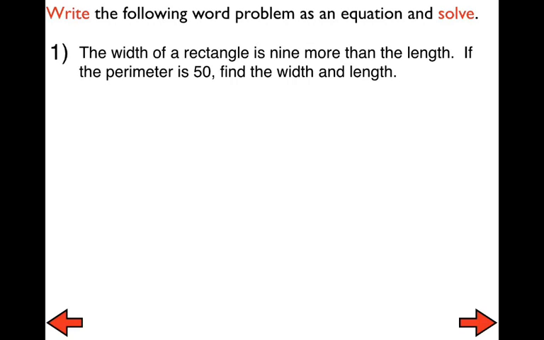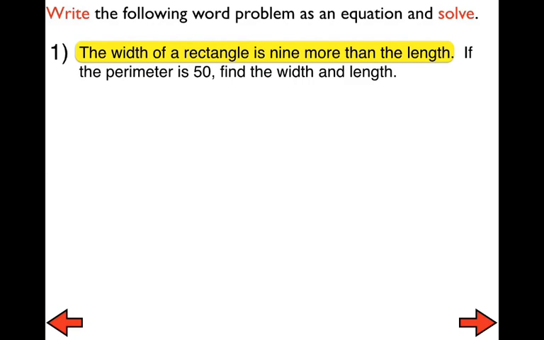Today's problem. Number 1. The width of a rectangle is 9 more than the length. So my first question is this. Which one is smaller, the width or the length? One more time, it says the width is 9 more than the length. So if you understand that, you should understand that the length is the smallest.